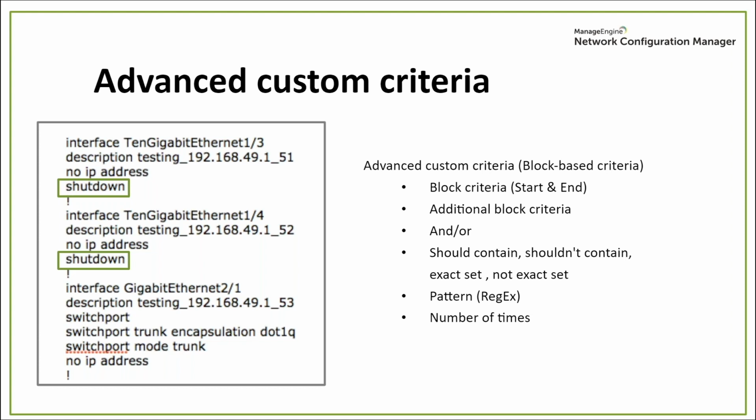For example, here we have identified the block start as interface and the block end as exclamatory. Usually in a configuration file, an interface starts with interface and ends with exclamatory. So we have defined in NCM that if a block starts with interface and ends with exclamatory, then consider that block for your compliance check as one particular block. We have something called additional block criteria, where certain interfaces in the router may have been shut down. In that scenario, you don't have to check those interfaces. So you can give the additional block criteria as shutdown. When Network Configuration Manager performs a compliance check, it will ignore all the interfaces which have been shut down.